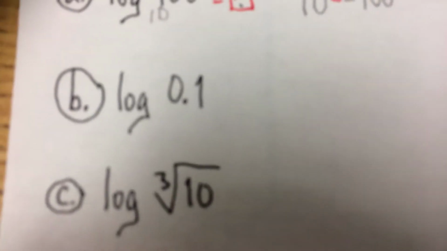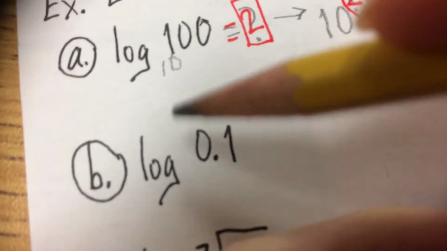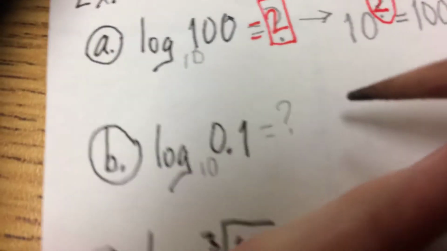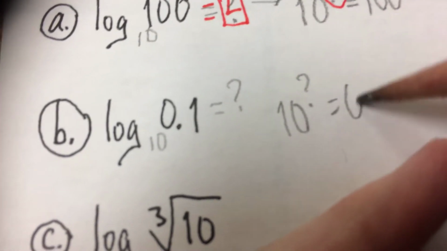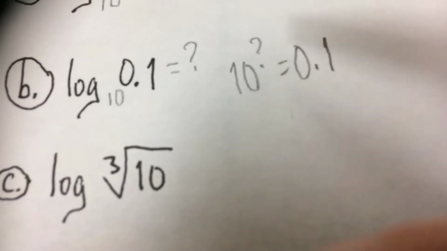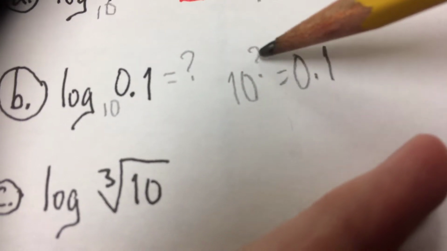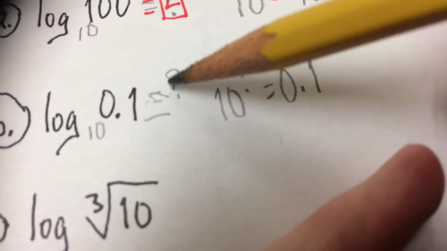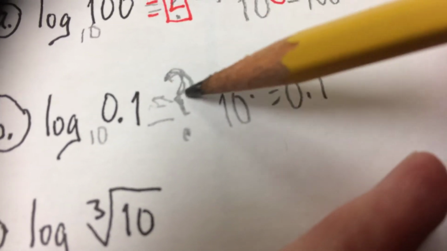Then B would be pretty similar here. So log of 0.1, then we're saying log base 10 of 0.1 equals what? We could rewrite it as 10 to what power equals 0.1. Okay, base stays the same, and the answer to the log is the exponent. This kind of looked like it was up like an exponent, but that's just a regular size number, whatever is in here.